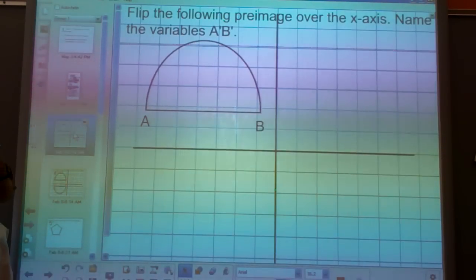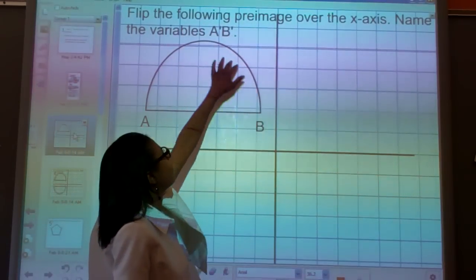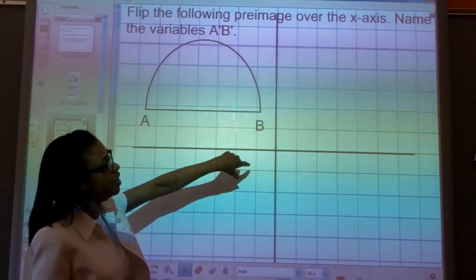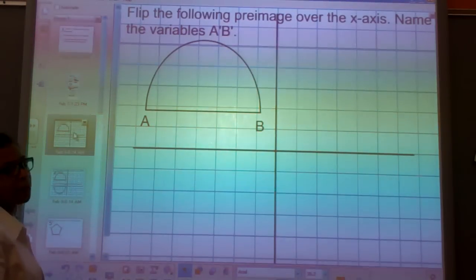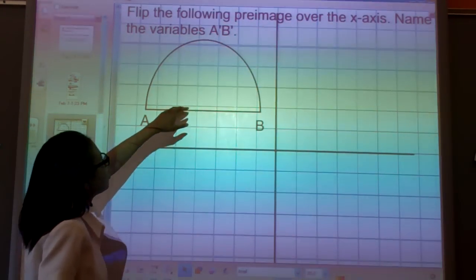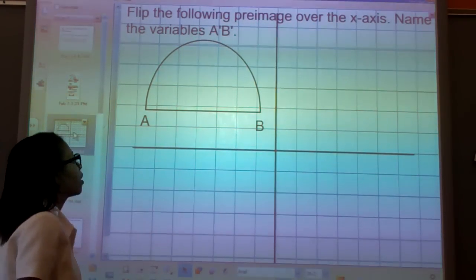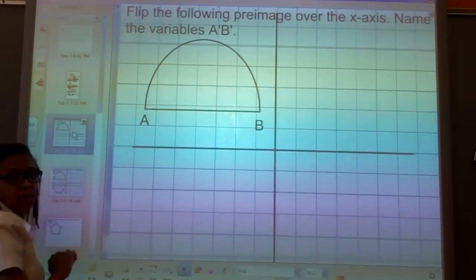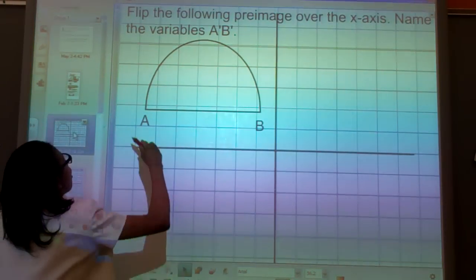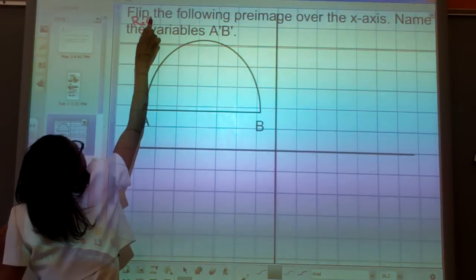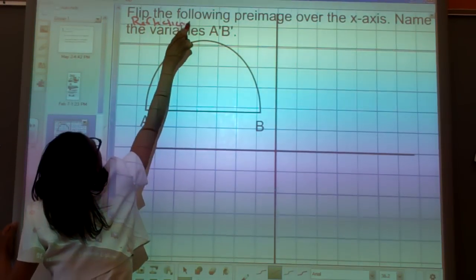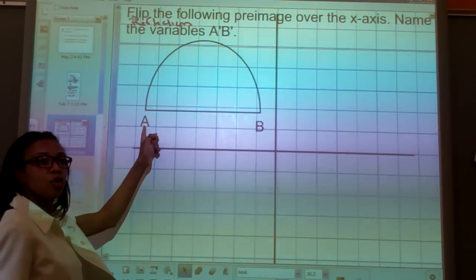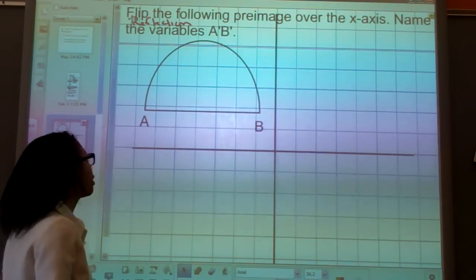Let's look at the first. Let's suppose I have this funny shape here. Okay? We're going to flip the pre-image AB over the x-axis, and name the new image A prime, B prime. Okay, so we're going to take the pre-image AB and we're going to reflect it, because we don't want to say flip, we actually want to call this a reflection, over the x-axis. When we reflect it over the x-axis, the new A is going to be called A prime and the B will be called B prime.